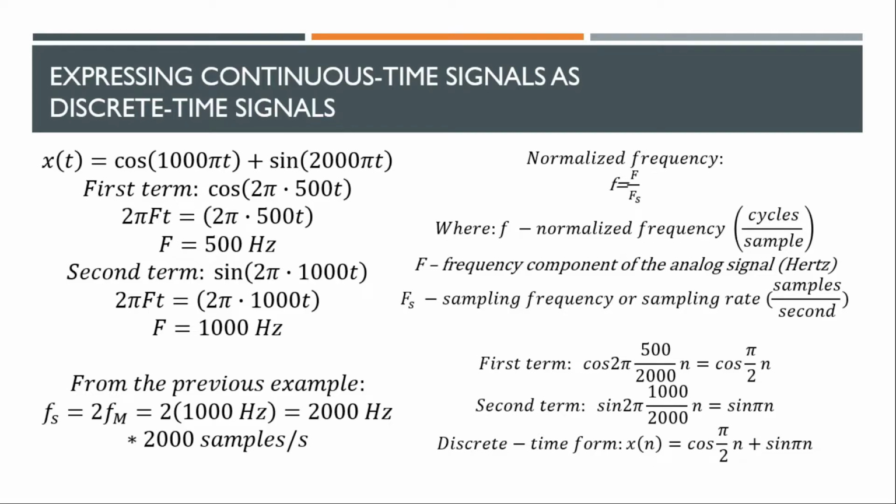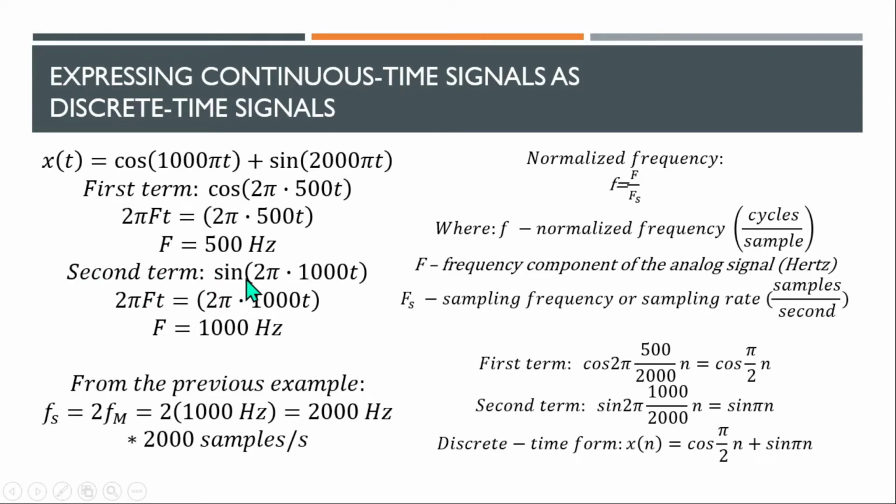Next example, express the continuous time signal in terms of its discrete time equivalent. We have x(t) equals cosine 1000πt plus sine 2000πt. The first term, we have cosine 2π times 500t. 2πft equals 2π times 500t. Therefore, the frequency in hertz of the first term is 500 hertz.